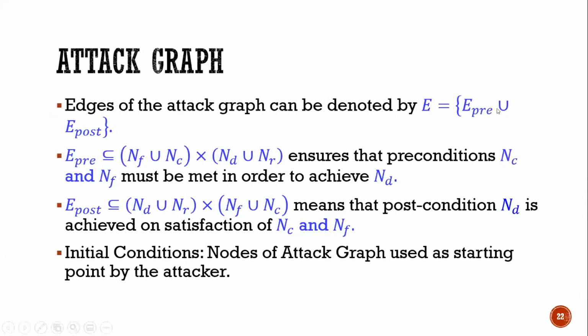So there are two kinds of edges. E-pre denotes the precondition edge and E-post denotes the post-condition edge. So a precondition edge basically combines the fact nodes and conjunct node to show the next possible state that an attacker can achieve. And E-post means the edges that are triggered if some preconditions are satisfied. And we have some base initial condition nodes in this attack graph that we can denote using NI.